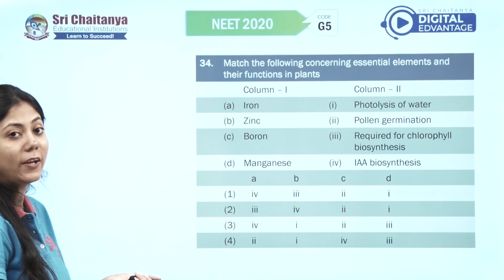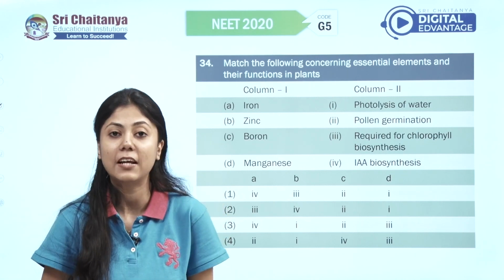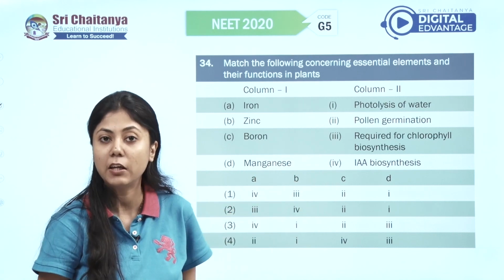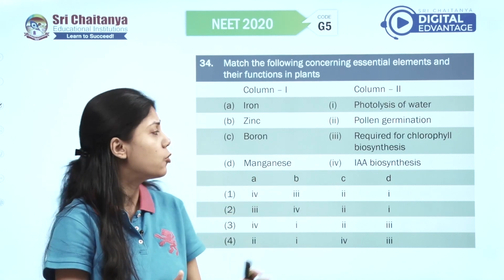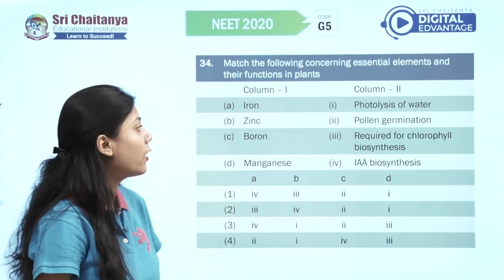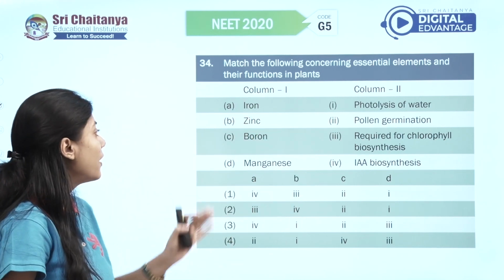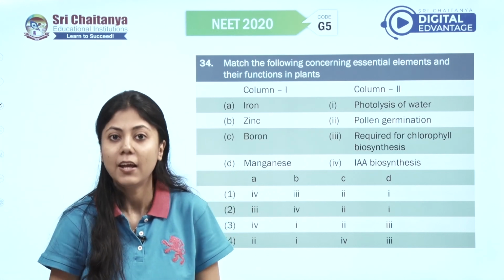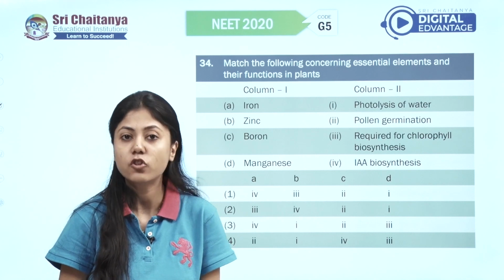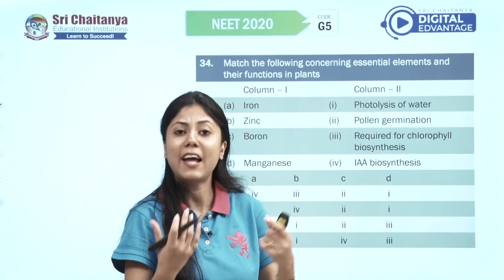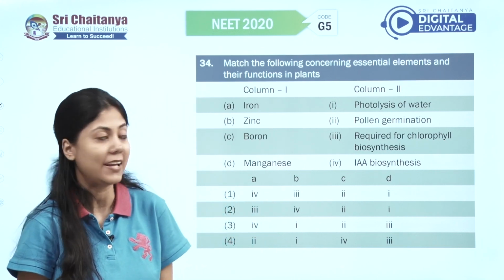Moving on to the next question. In this question, some nutrients have been given and their functions have been given. So you have to match them, right? This is again a very simple one. Iron is required for chlorophyll biosynthesis. Zinc is required for the synthesis of auxin, and here auxin is not mentioned directly, but IAA is mentioned. What is IAA? It's a type of auxin which is indole acetic acid.